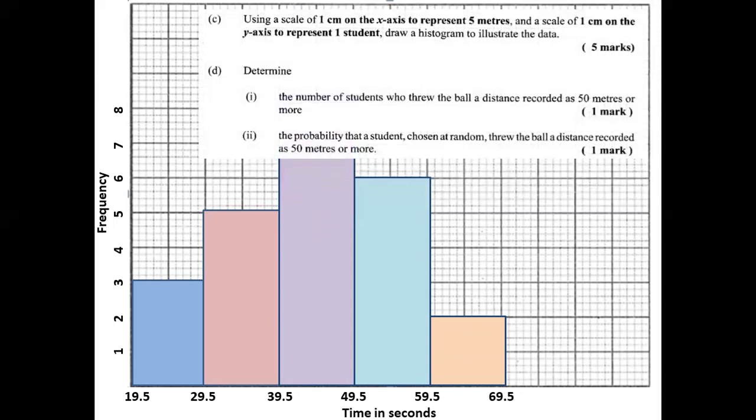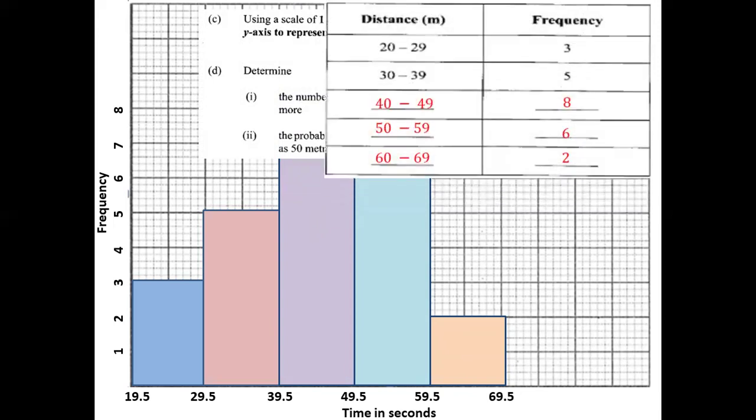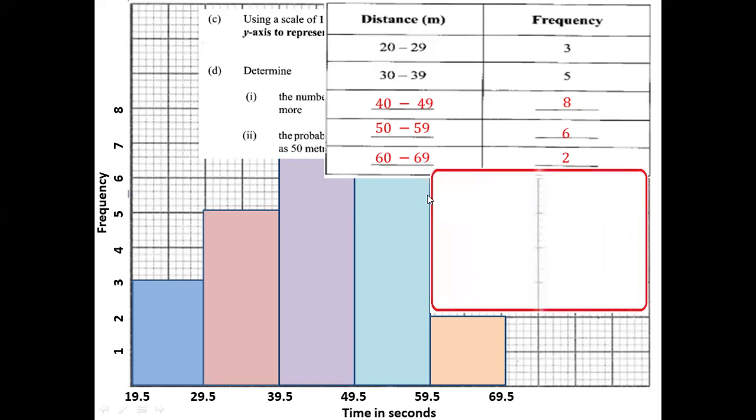All right, there are 2 more questions here. We have 2 more marks to get. The number of students who threw the ball at a distance recorded 50 meters or more. Now, if we look at this table here, 6 persons threw the ball between 50 and 59 meters, and another 2 persons, oh wait, they are above 50 by far, 60 to 69. So the number of students who threw the ball 50 meters or more is 8, right?